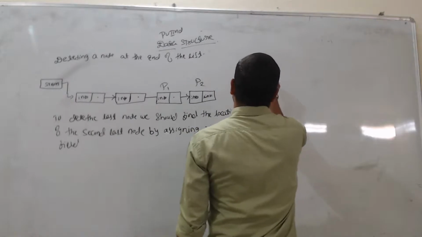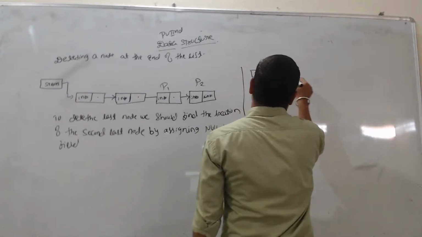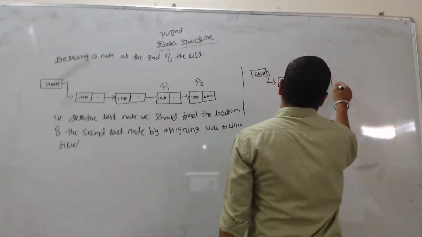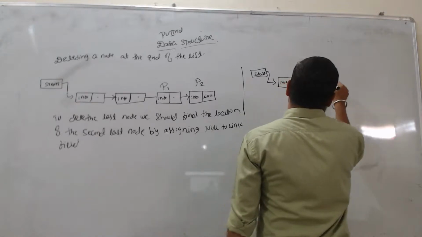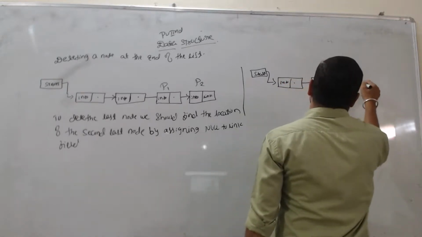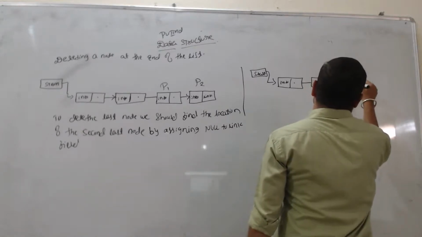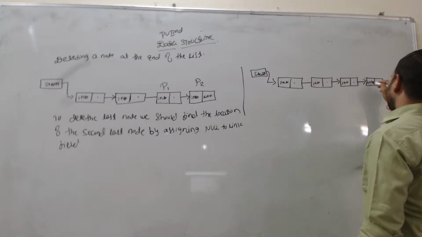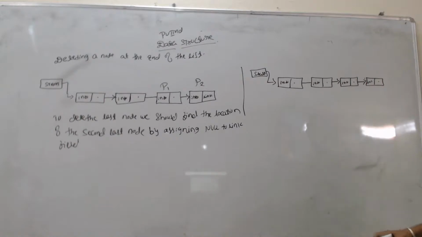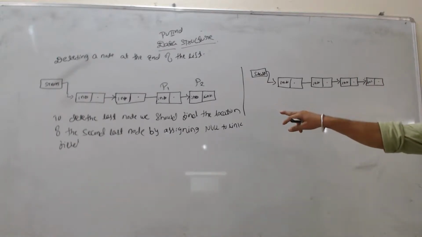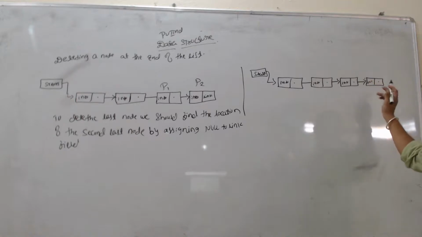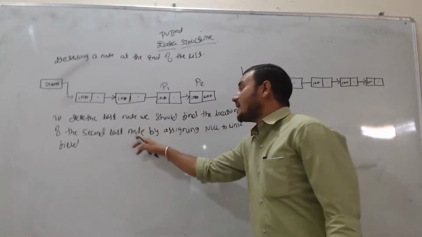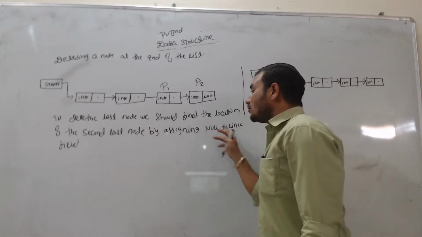Say start, info part, link part, info part, link part, info part, link part, info part, link part. Right? To delete the last node, we should find the location of the second last node by assigning the null to link field.